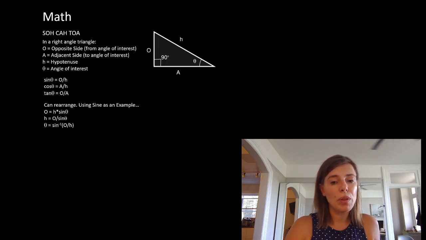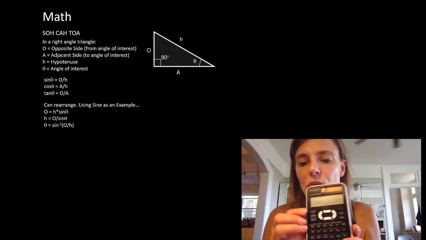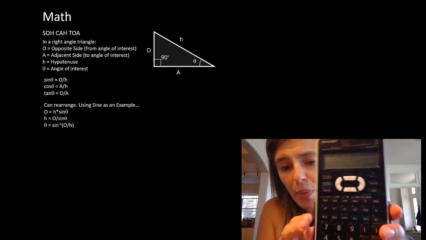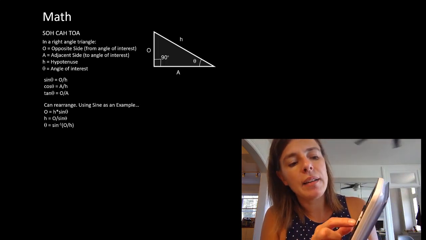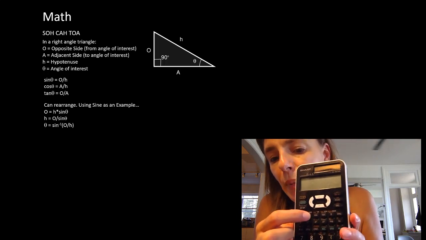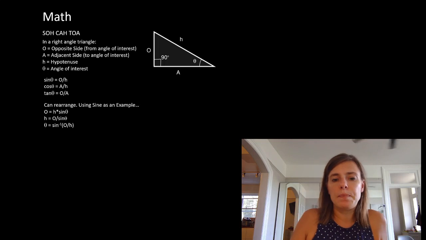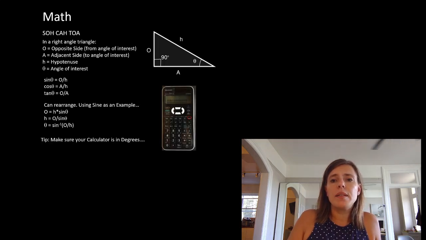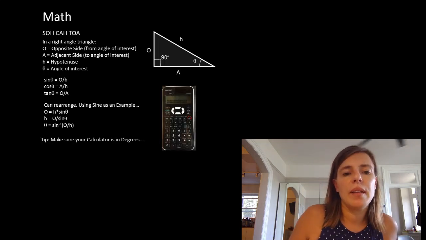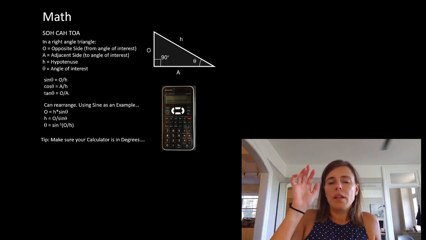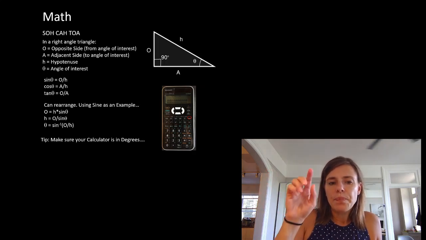Now that is something you plug into your calculator. It is usually a second function right above your cosine, sine, and tangent. So if that's my sine button, right above it is going to be sine to the -1. We can see that right here in the calculator. I'll show that in a second.